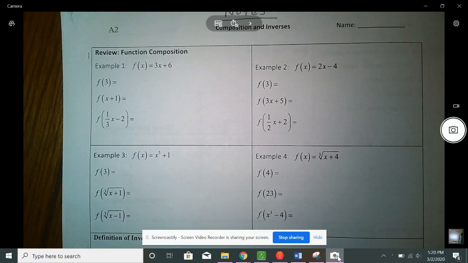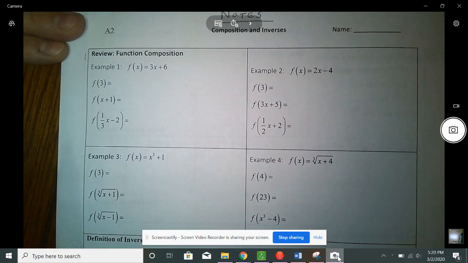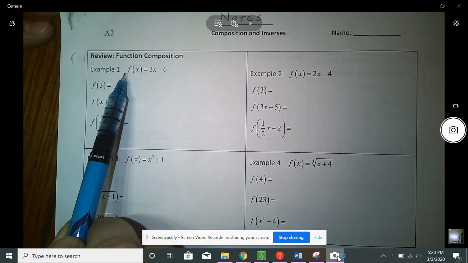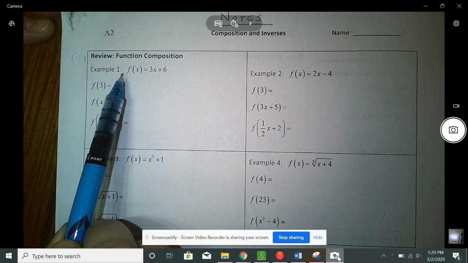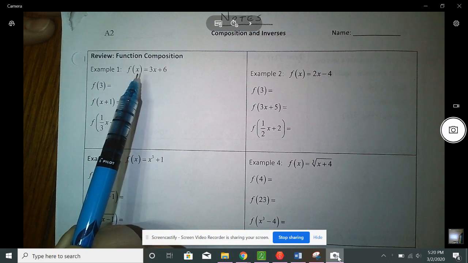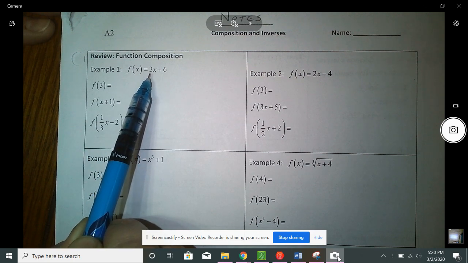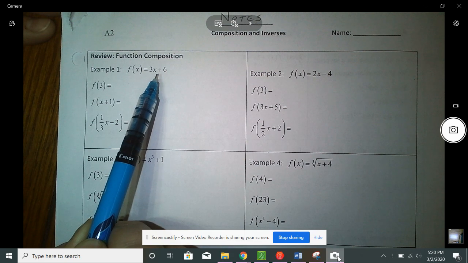Okay, everyone, welcome to a video on composition of functions and inverses of functions. To start with, let's review a little bit about function composition. Remember that when you're looking at a function written in function notation, the f is the name of this function, so this is called function f. The input location is where x is, so this function takes 3, multiplies it by whatever the input is, and then adds 6 to it.